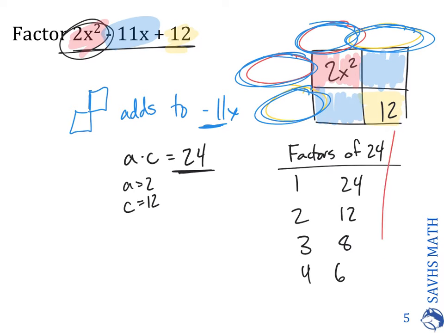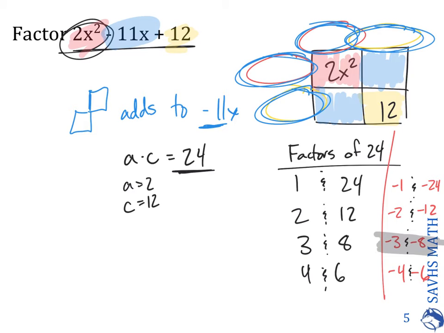Or I could have, this is a little bit weird, but I could have negative 1 and negative 24. I could have negative 2 and negative 12. I could have negative 3 and negative 8. I could have negative 4 and negative 6. What pair of these add to negative 11 and multiply to 24? They all multiply to 24, but the only pair that adds to negative 11 is this one right here.